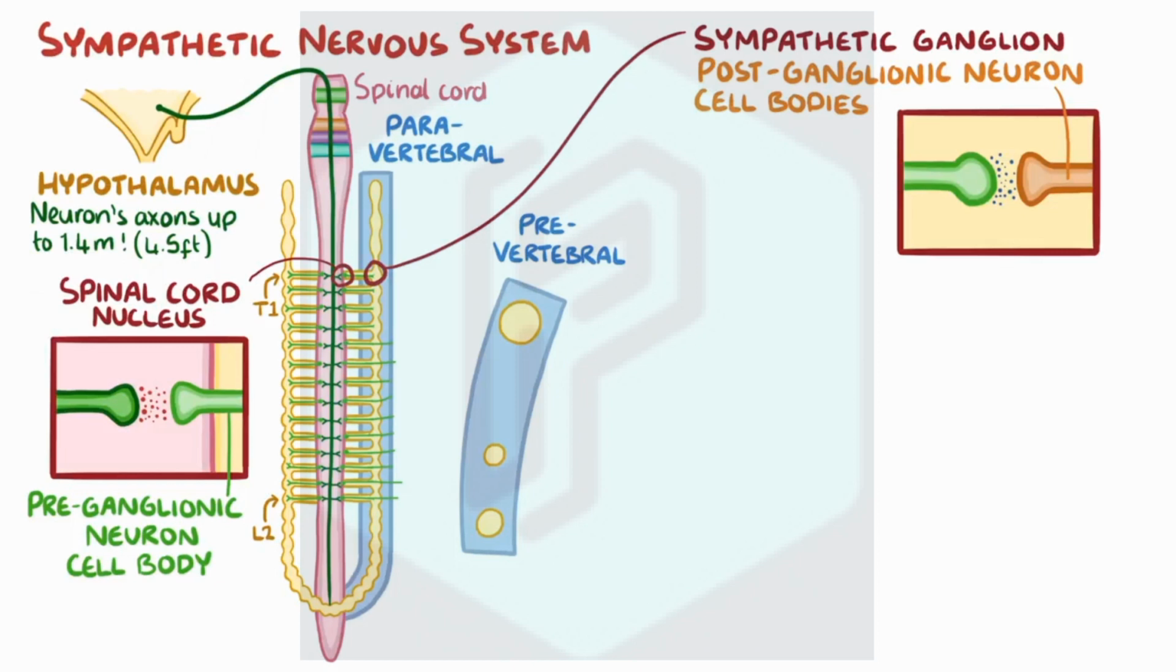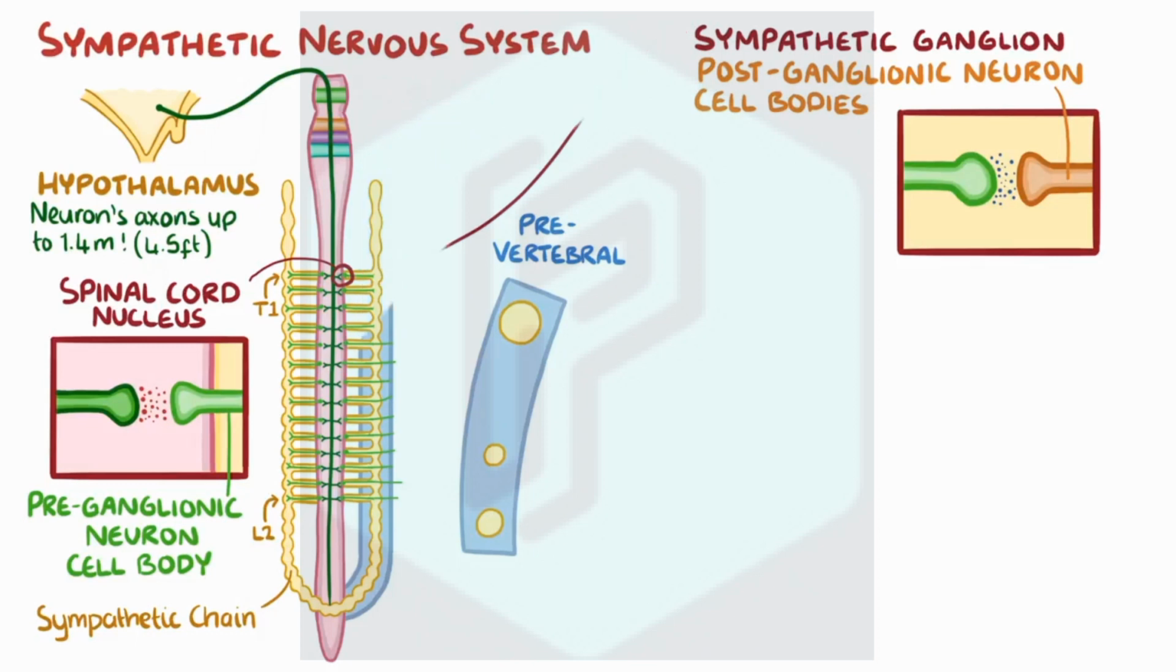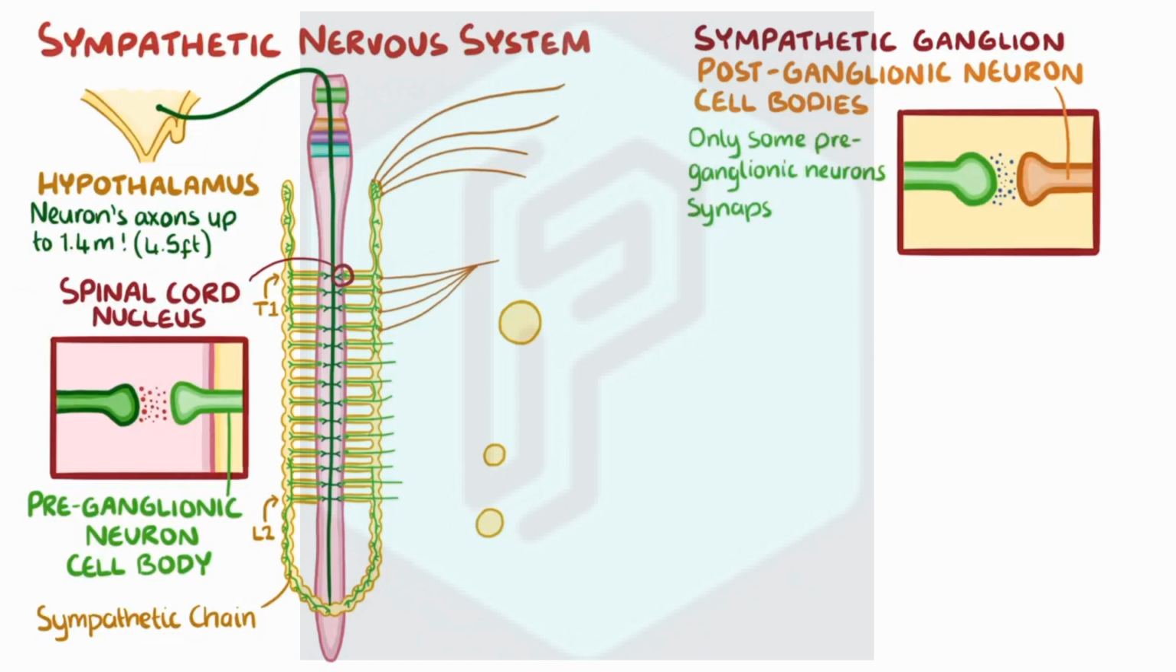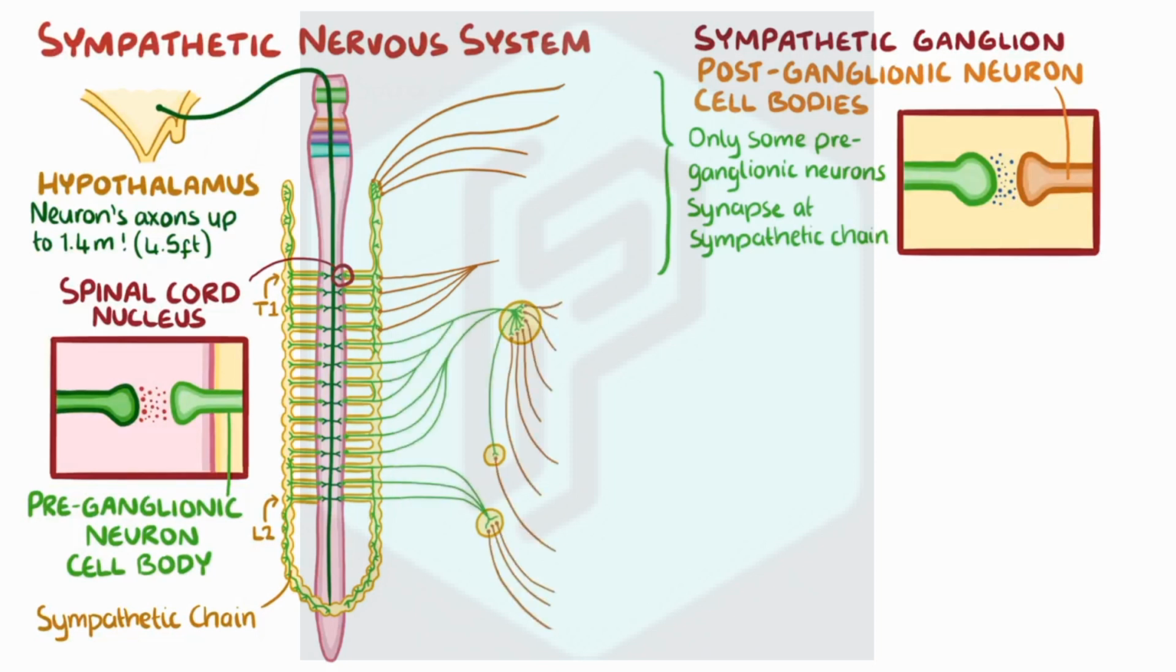Paravertebral ganglia run alongside the spinal cord, and they're interconnected, forming a sympathetic chain. It's like a string of pearls, where the nerve fibres make up the strings, and the paravertebral ganglia are the pearls. Even though all preganglionic axons enter the sympathetic chain, only some of them actually synapse with the postganglionic neurons there. The rest of the preganglionic axons pass through the sympathetic chain without synapsing, and they continue on to reach the prevertebral ganglia to synapse with the postganglionic neuron cell bodies there.